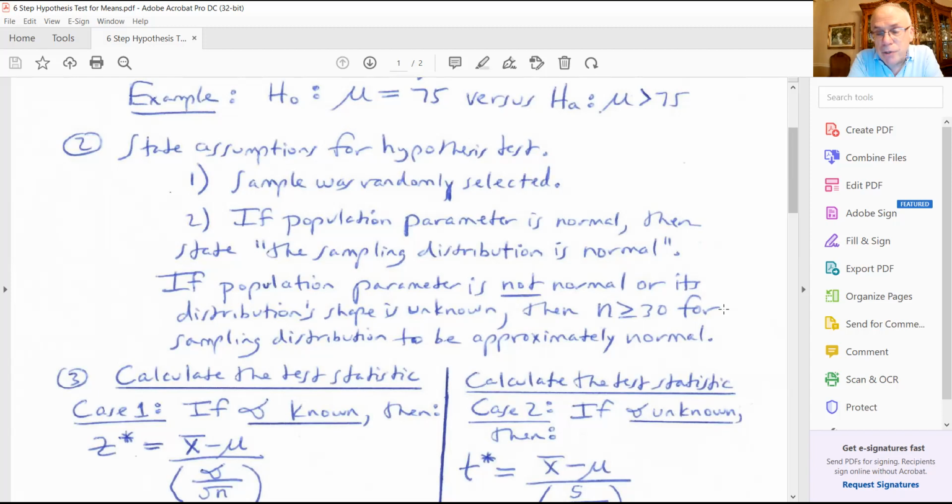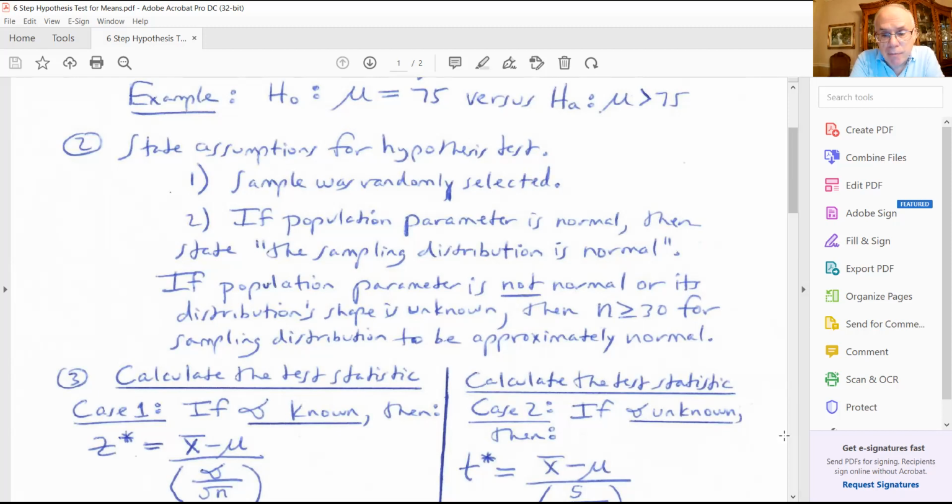So if your sample size is 30 or more, even if the shape of the population distribution is unknown, or it says that the population parameter is skewed, then the sampling distribution will be normal if the sample size is at least 30, right? If the population parameter is normal, then we don't have to worry about sample size. The sampling distribution is automatically normal.